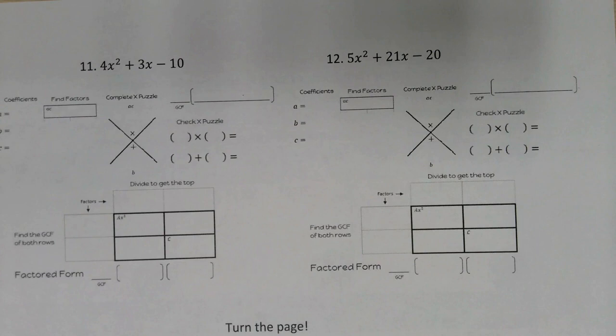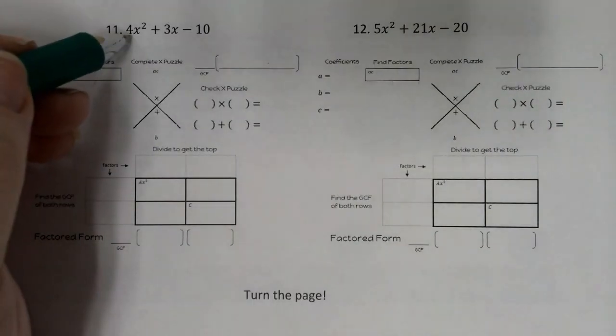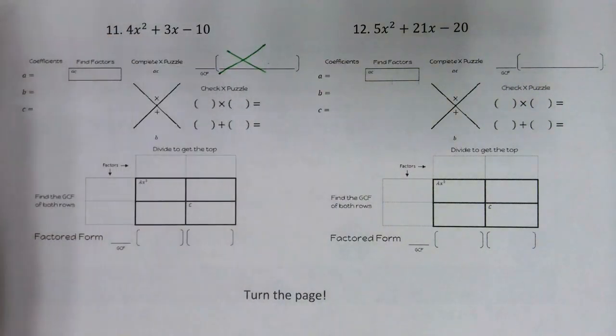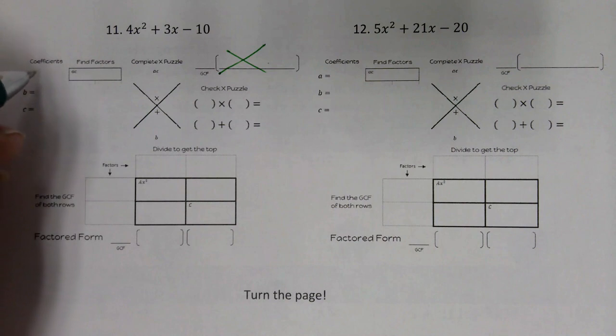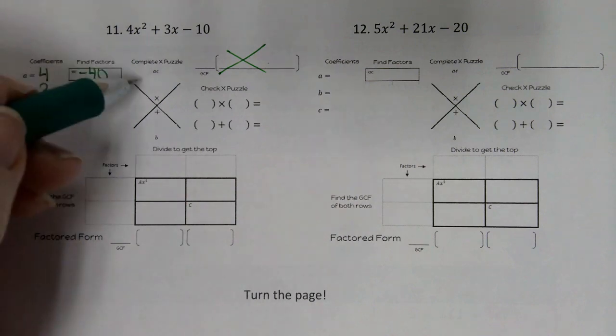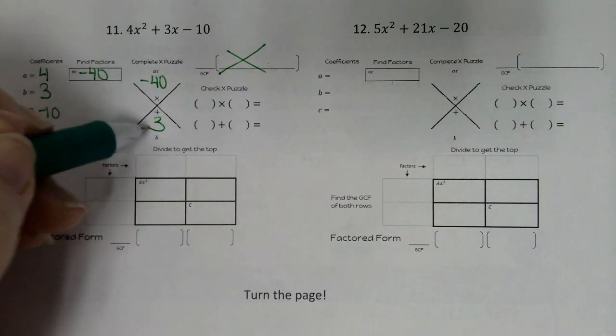Flip it over to page 39. We have 2 more problems to work through. Check to see if something can come out of all the pieces, and it can't. So A times C, we need A is 4, B is 3, and C is negative 10. So negative 40 is our A times C. That's the top of our x. The bottom of our x is 3.